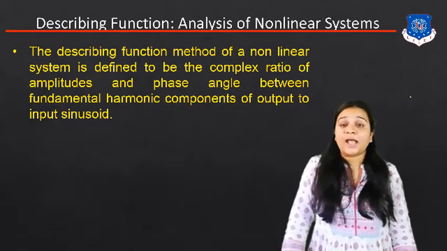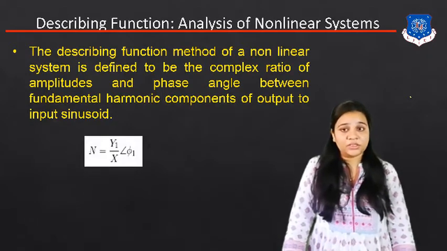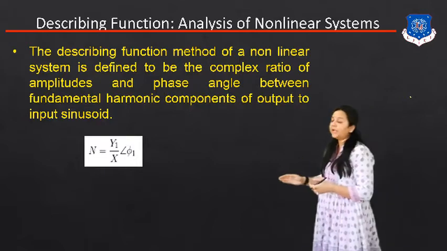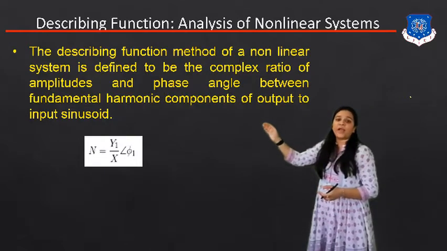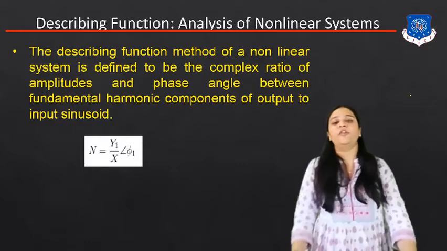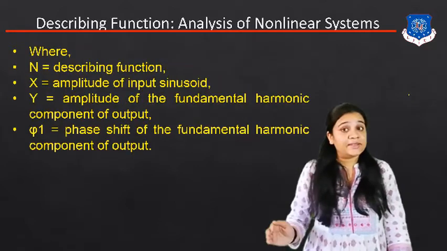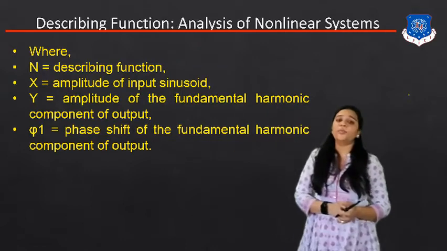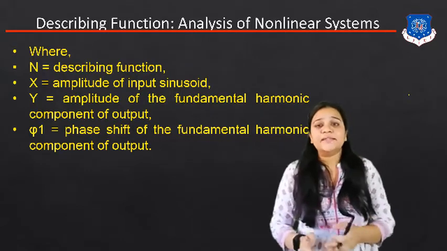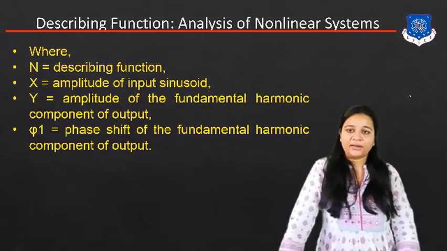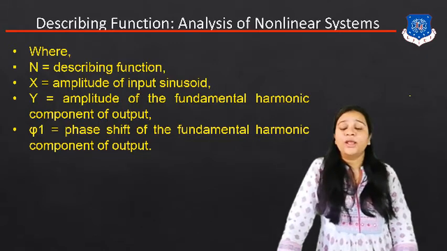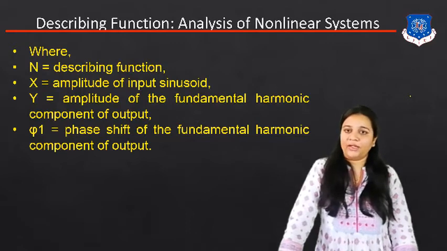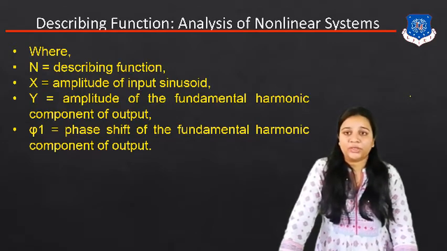So what is the output of this describing function? The equation of the describing function that we have to derive is N equal to Y1 upon X angle of phi 1, where N is our describing function, X is the amplitude of the input sinusoid, Y1 is the amplitude of the fundamental harmonic component of the output, and phi 1 is the phase shift of the fundamental harmonic component of the output.